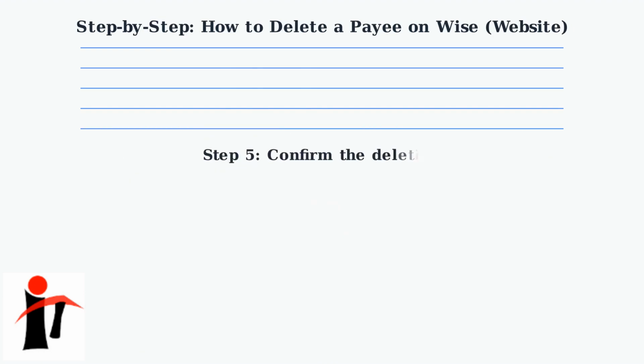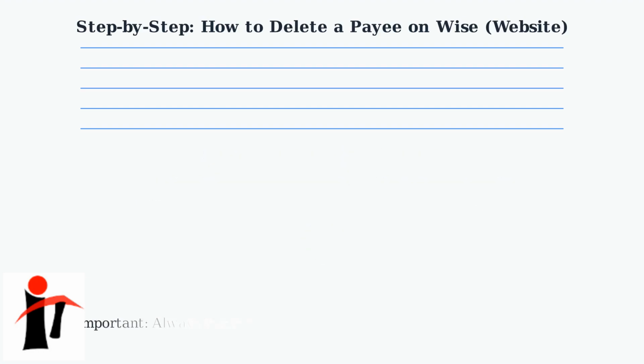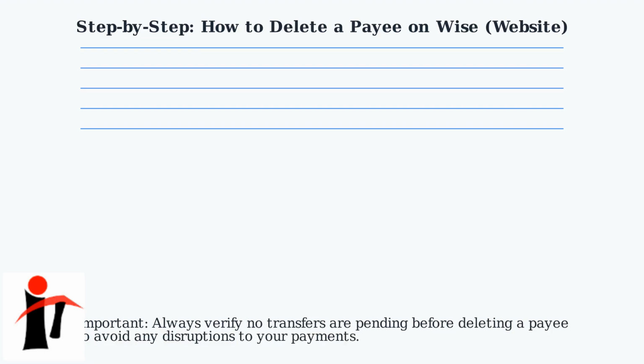Finally, confirm the deletion. Wise will require you to verify your identity, often through two-factor authentication or an email confirmation. Before confirming, double-check that there are no active or pending transfers to this payee. Remember, before deleting any payee, it's crucial to verify that there are no active or pending transfers linked to them. This helps prevent any unintended issues with your payments.